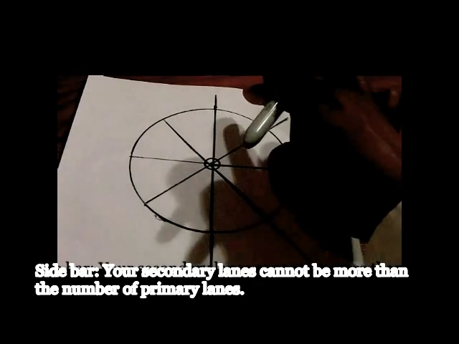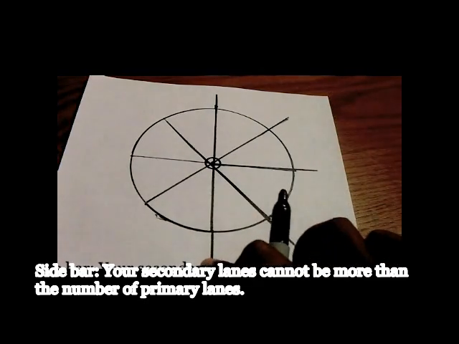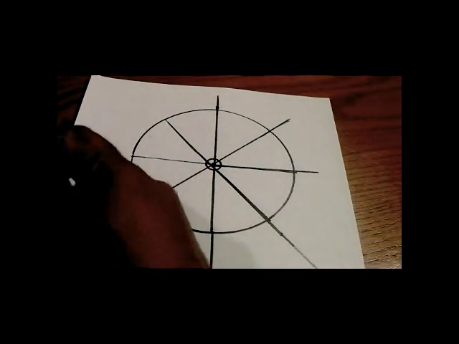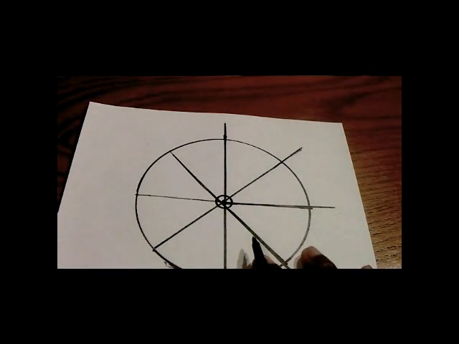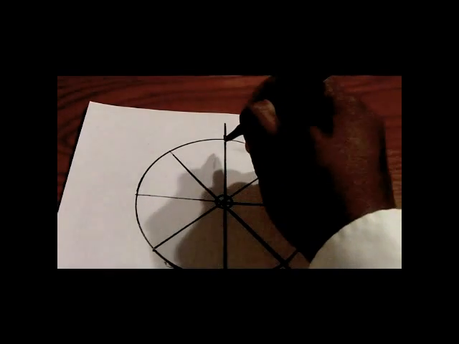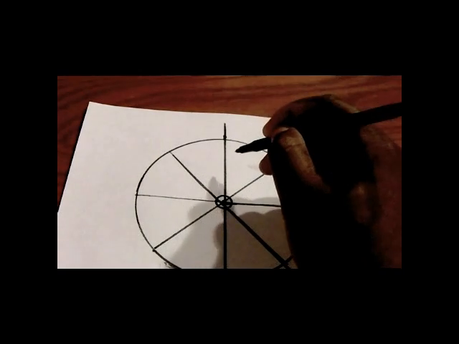So there you have it. 1, 2, 3, 4, 5 secondary lanes. The next thing we want to do is fill in the spaces. So let's fill in our primary lanes first. And we want to start from the top and work our way around counterclockwise.